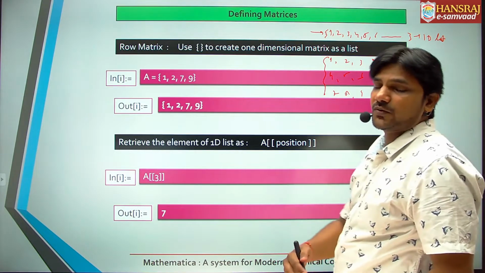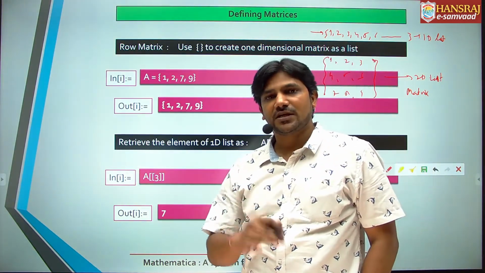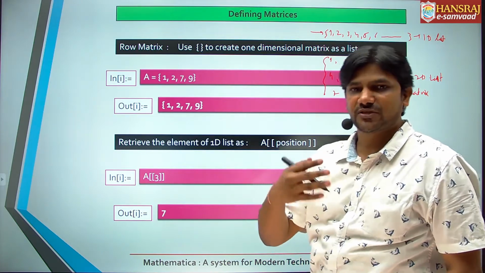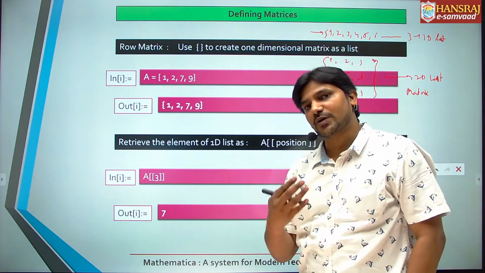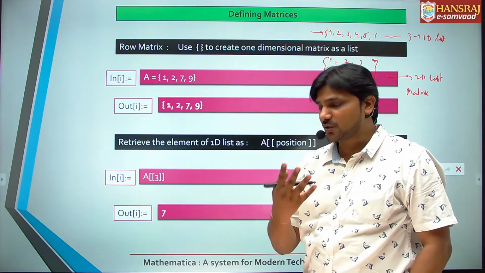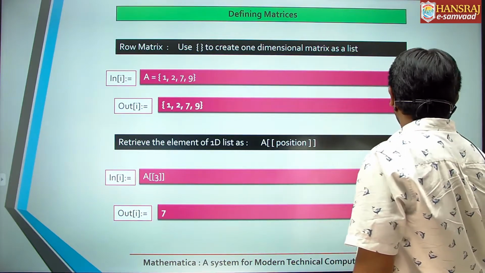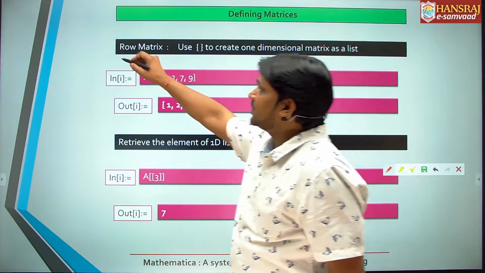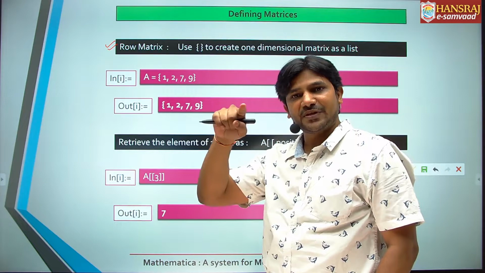So we can go to different dimensions also. It's not bound to one dimension or two dimensions. You can go to 3 dimensions, 4 dimensions, depending on your requirement, depending on the data you want to use for your work. Here we are defining the first row matrix. A row matrix is nothing but a single one-dimensional list.